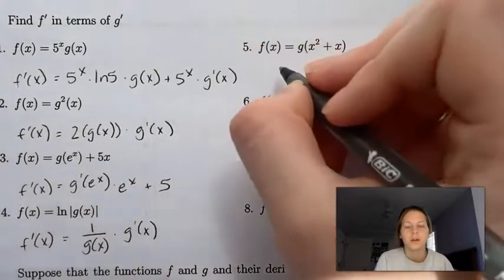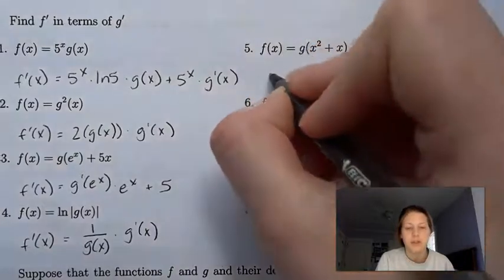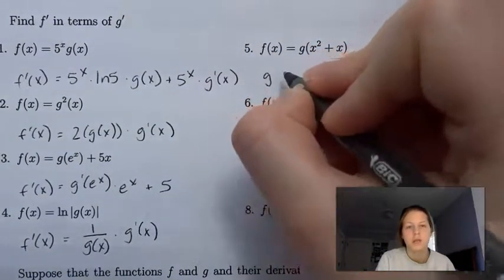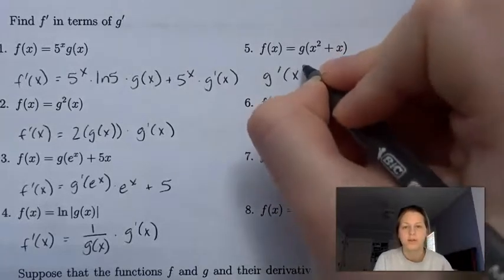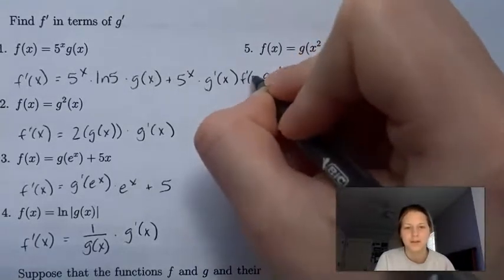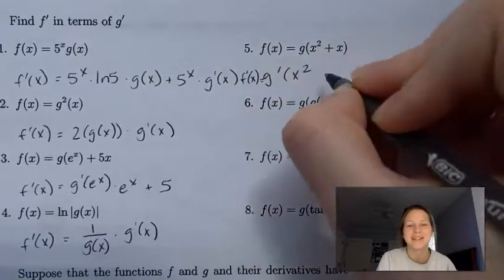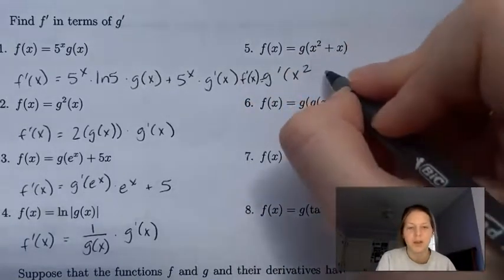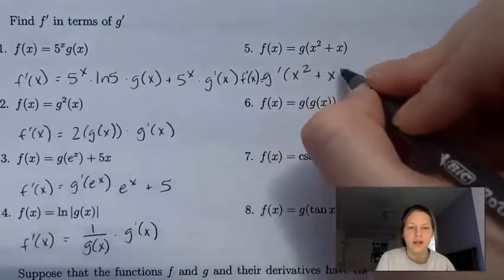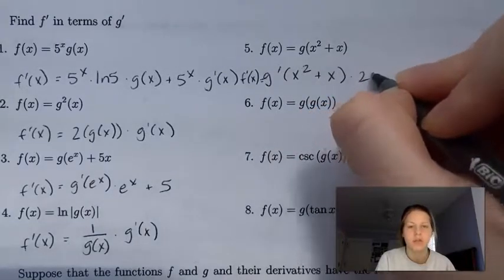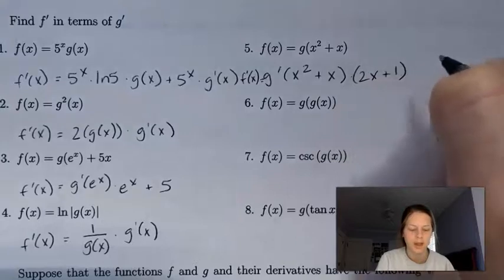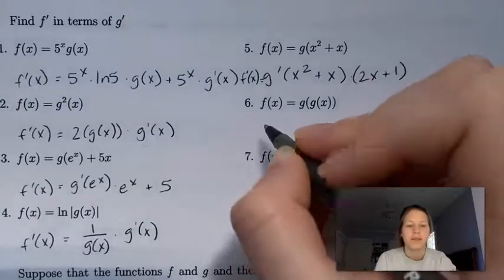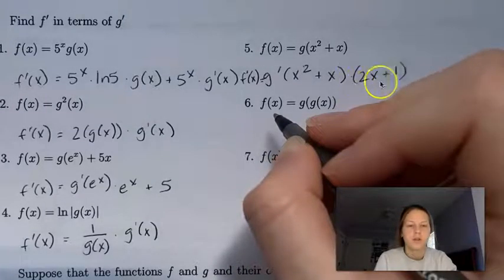Okay, so now we're to number five. Number five is also a chain rule question, and so we will get, so I forgot to write f prime of x, so there we go. Okay, so f prime of x is equal to g prime of x squared plus x, and then times the derivative of the inside function, which is 2x plus 1. And be careful here with the parentheses around the 2x plus 1. You want to make sure you have those there.